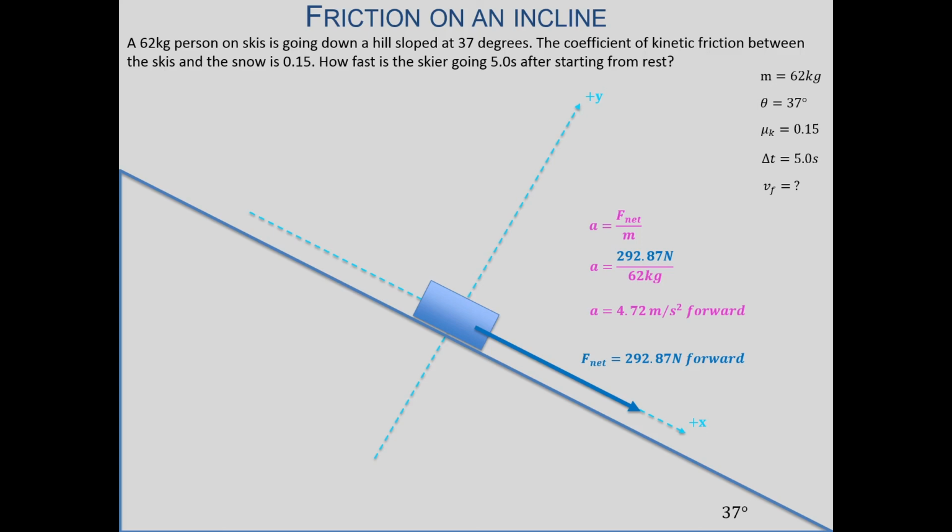Lastly, to find the final velocity, a kinematic equation will have to be used. We know the time and acceleration, and since the skier is starting from rest, the initial velocity is 0 meters per second. Therefore, this kinematic equation would seem most appropriate. The final velocity of the skier after 5.0 seconds is 23.6 meters per second forward.